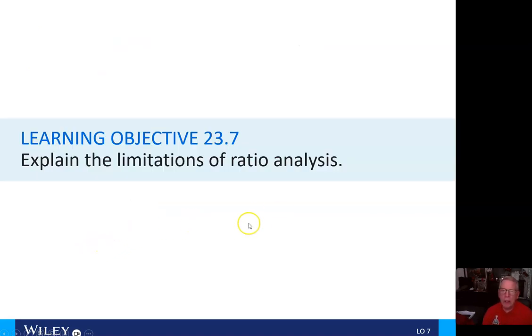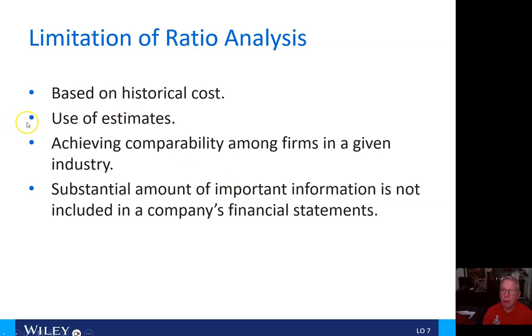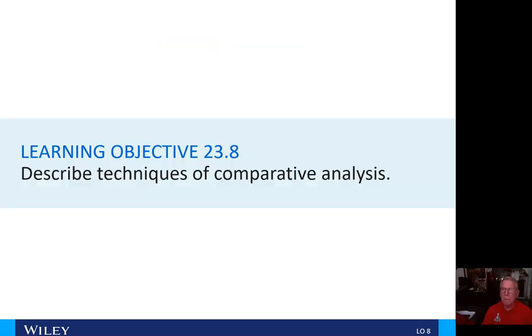All right, some of the limitations of ratio analysis we'll look at here. First, there is certainly the fact that it's based on historical costs. And in some cases, we use estimates. And achieving comparability among firms in a given industry is sometimes difficult. And there's a substantial amount of important information that is not included in the company's financial statements.